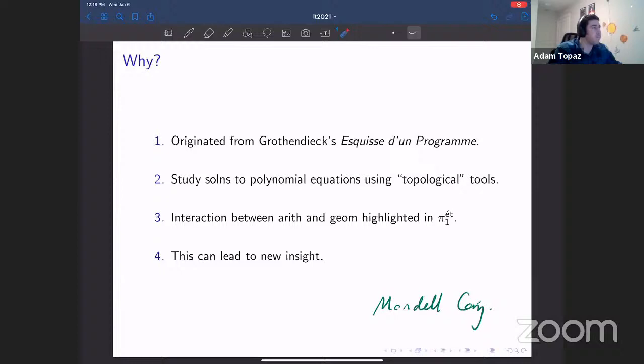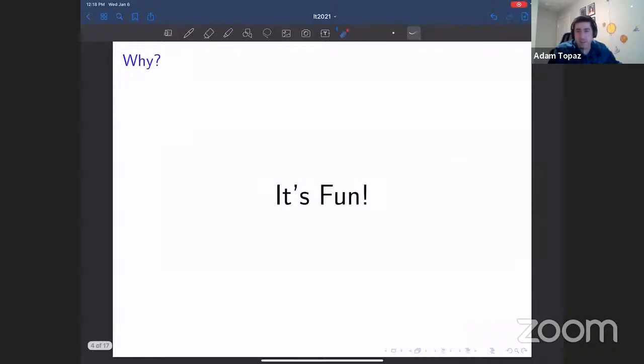Okay, so these are kind of the serious reasons why one should be interested in anabelian geometry, but of course the real reason is that it's fun and interesting. Which is really the main reason why us mathematicians study the things that we study anyway. But this begs the question, why would I be interested in formalizing these things?